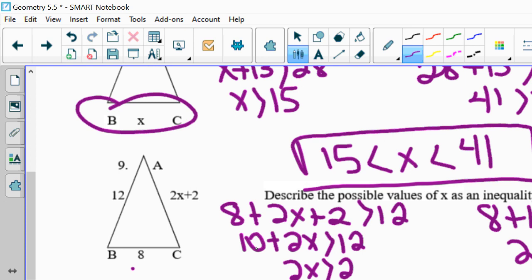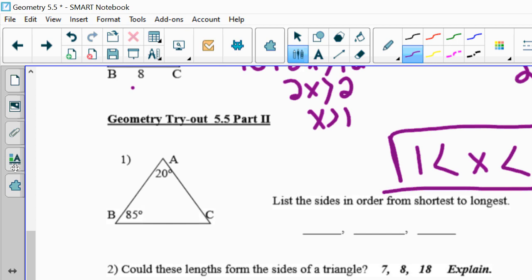All right, so now in class I will have you guys try these on your own, but I'll go ahead and go through the answers with you here. So number 1, it gives us this picture, triangle ABC. We have angle A at 20 degrees, angle B at 85 degrees, and it wants us to list the sides in order from the shortest to the longest.